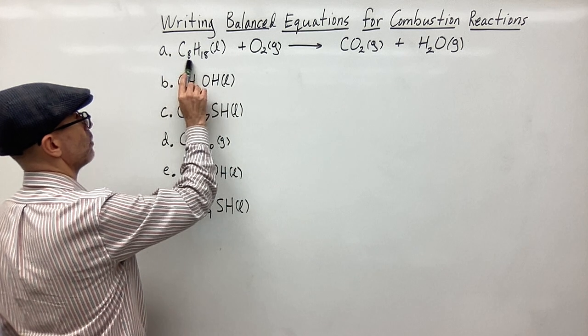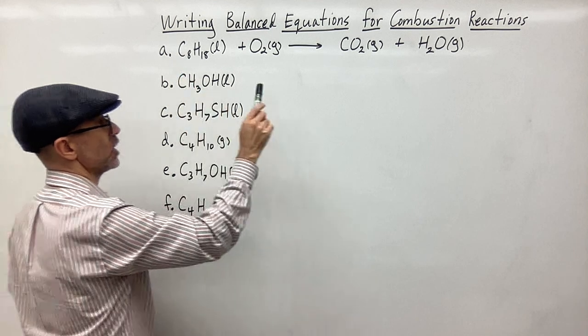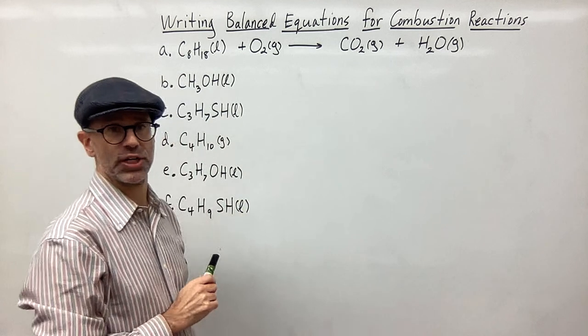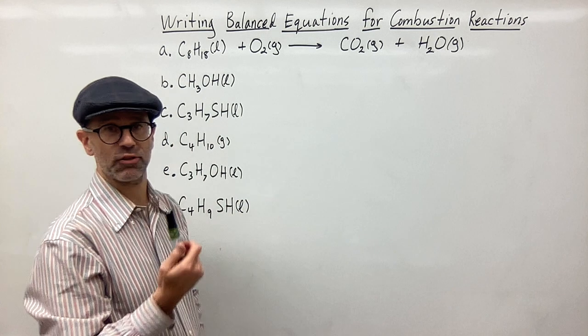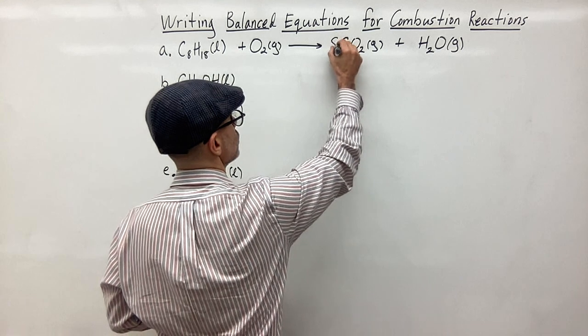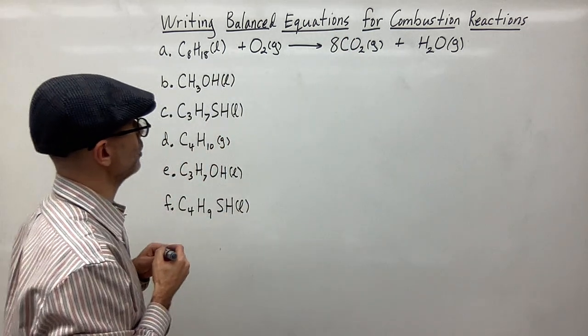I have 8 carbons. 1 times 8 is 8. So I have 8 carbons here. I only have 1 carbon here, so I need a coefficient that when I multiply it by 1 gives me 8. Well, that's going to be 8. So here I write a coefficient of 8. 8 times 1 is 8. I got 8. So now my carbons are balanced.